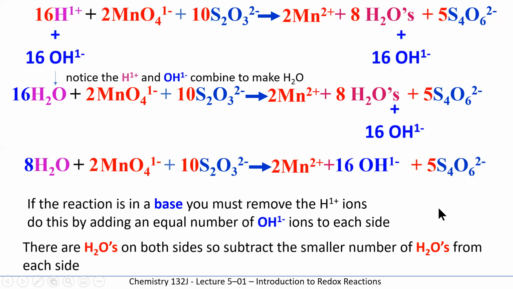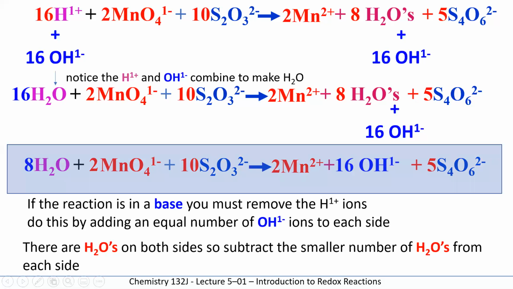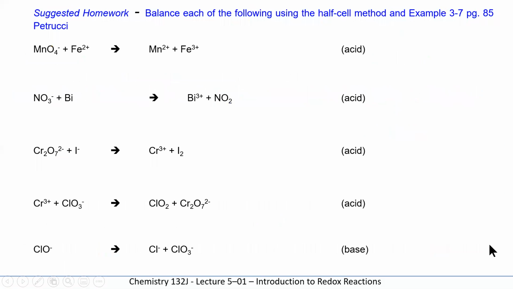It's balanced for charge. Go further, 2 manganese, 2 manganese. Sulfurs, we have 20 sulfurs, 20 sulfurs. And hydrogens, we have 16 hydrogens, 8 times 2, 16 hydrogens. We know it's correct. Yahoo! All right, there's our balanced equation.